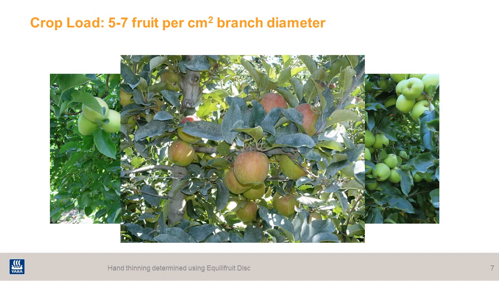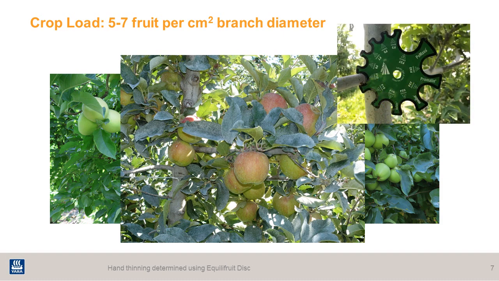The university has determined that a branch can handle between 5 to 7 fruit per square centimeter of the branch diameter. So you can measure the branch diameter using this equilifruit disc. And once you have determined the diameter of that branch, it will tell you how much fruit you should have on that branch, and you can thin off the ones that are extras.